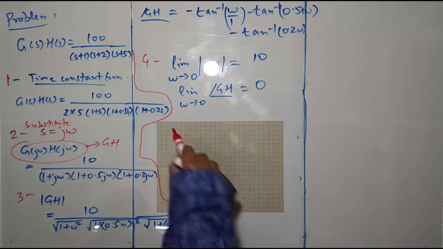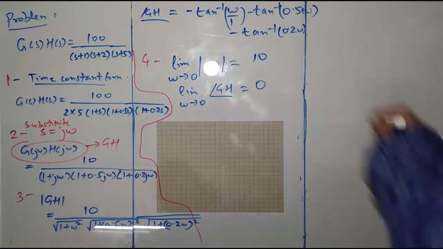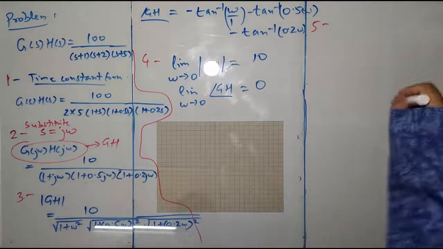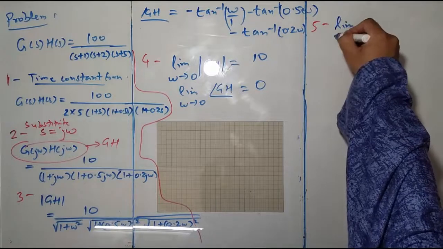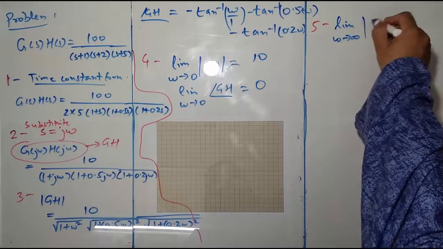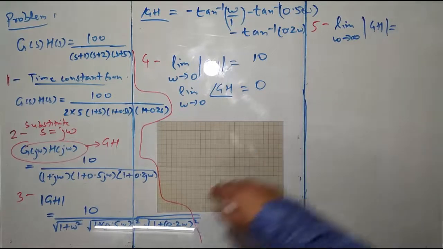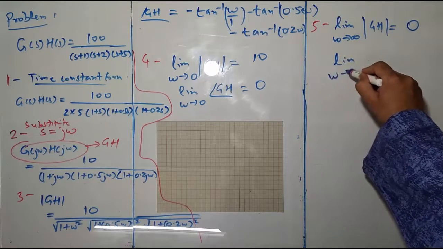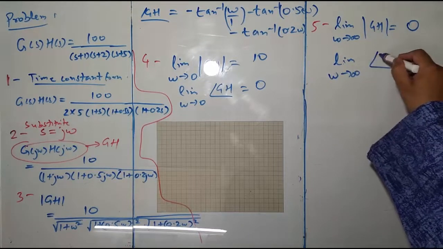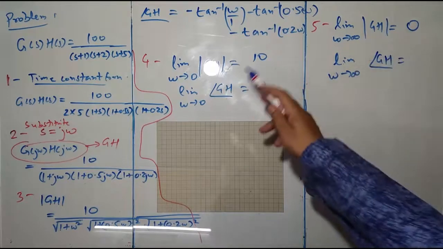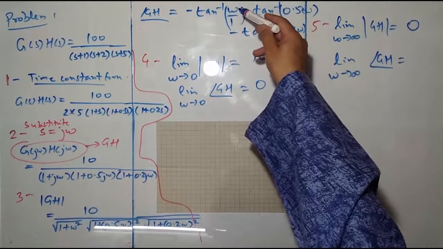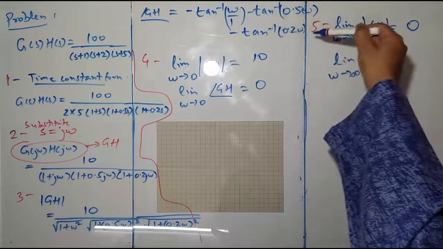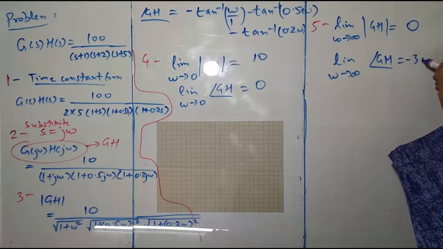And again the fifth step says to obtain the limit omega tending to infinity of the magnitude. If you put omega infinity over here, you get this value as 0, while for the limit omega tending to infinity, the angle of GH comes out to be equal to, if you put omega infinity here, you get this as minus pi by 2. This also gives you minus pi by 2, and this minus pi by 2. So you get the angle as minus 3 pi by 2.